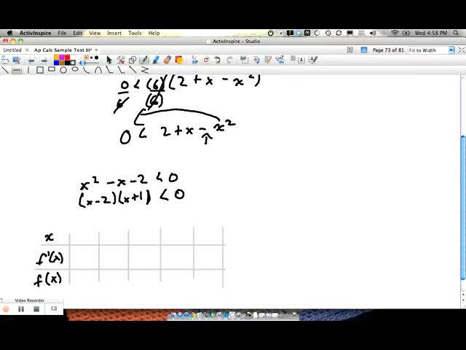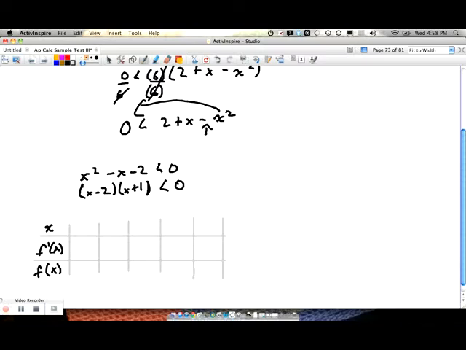If I look at this, I'm looking at critical points of x equals -1 and x equals 2. So I'm going to put -1 here and 2 here. And I know that at -1 it's going to equal 0, because this is going to equal 0, and at 2 it's going to be 0. Then I just need to check points in between. I could check 0, I could also check -2 on the left side, and I could check 3 on the right side. So let's figure out what happens.